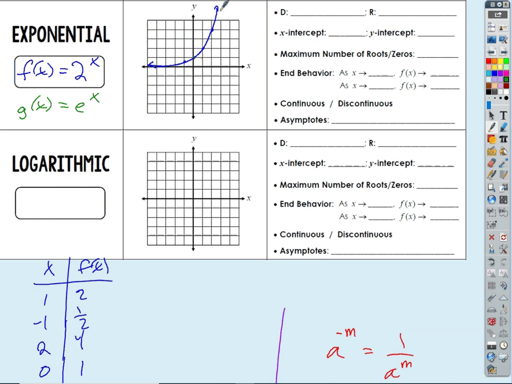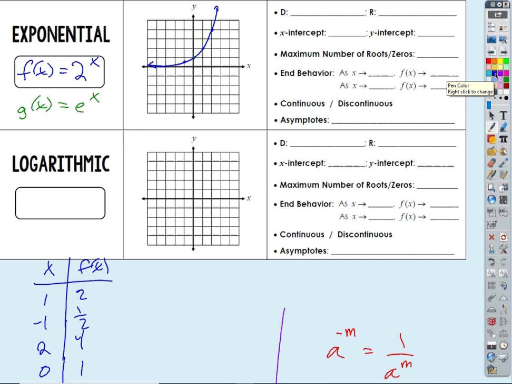It might be a little more gradual, but it's going to look almost exactly the same. Depending on what the base is, it's going to impact what the exact shape of the curve is. But all exponential graphs are going to share some things in common. Okay, let's see if we can find out what those things are.